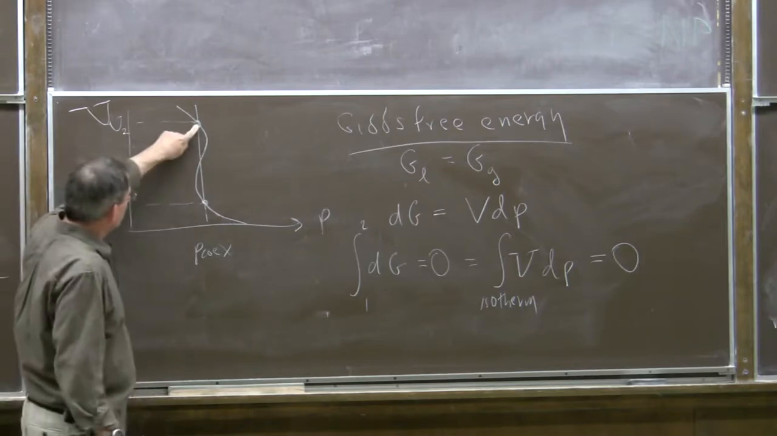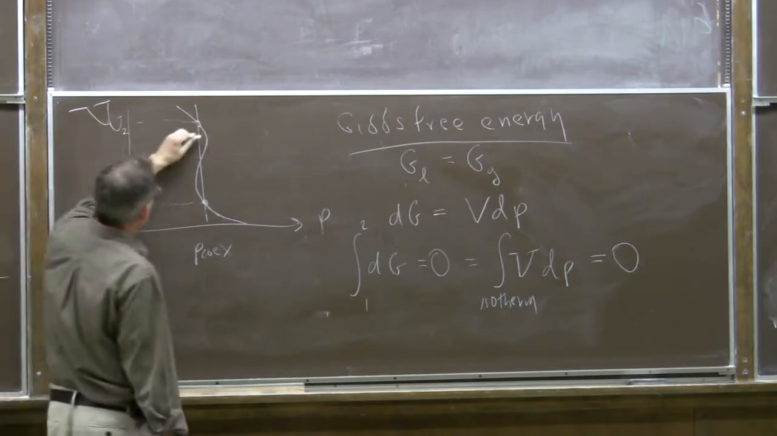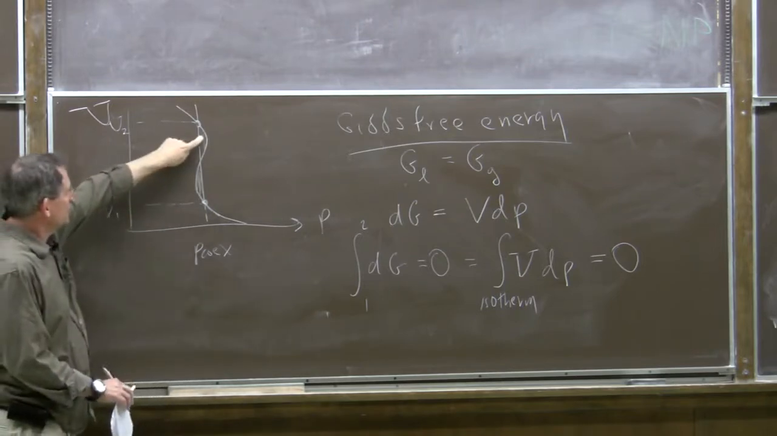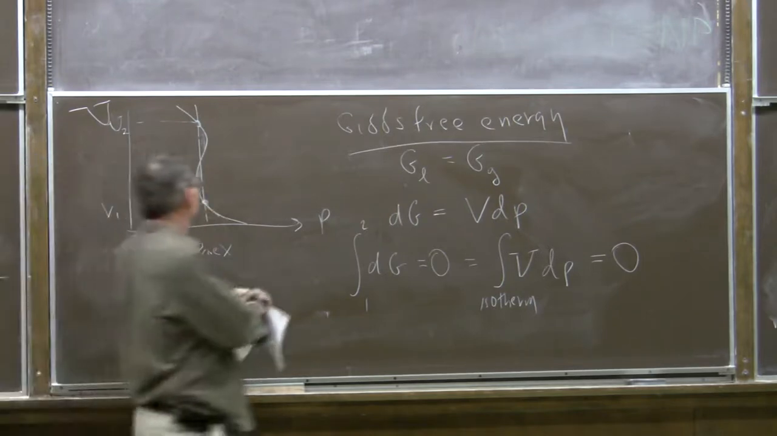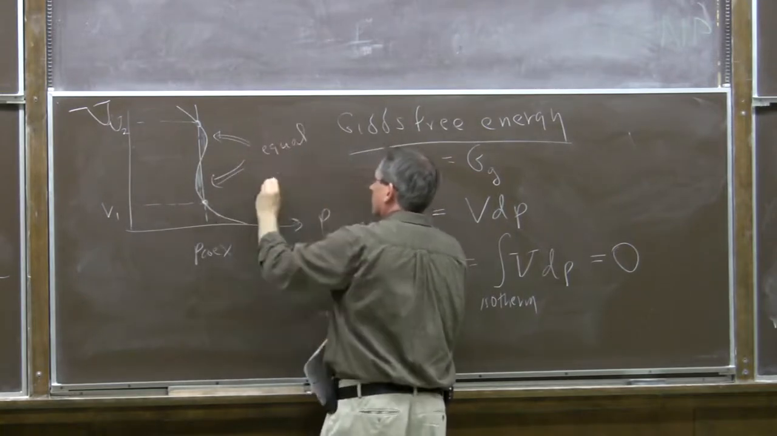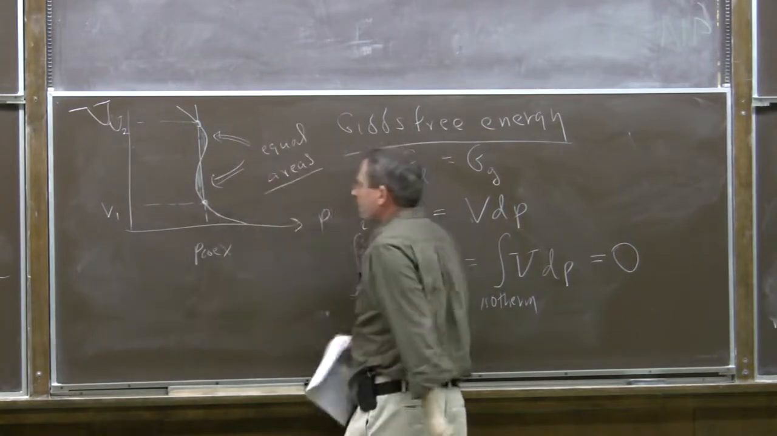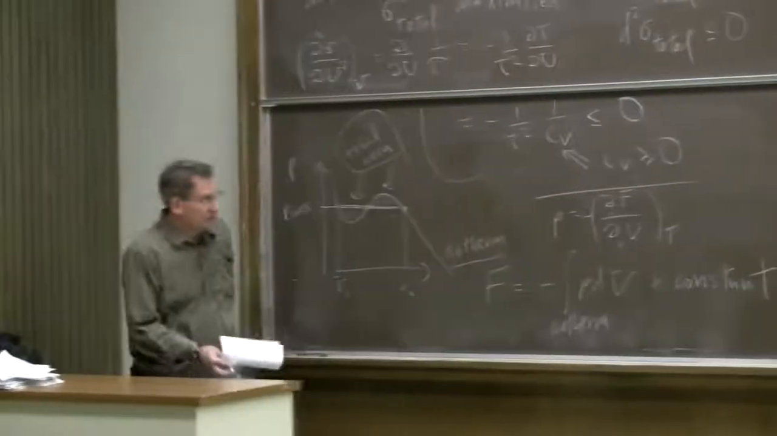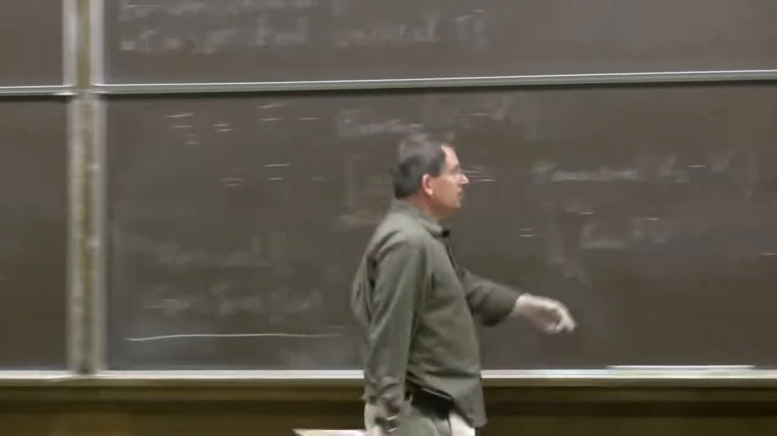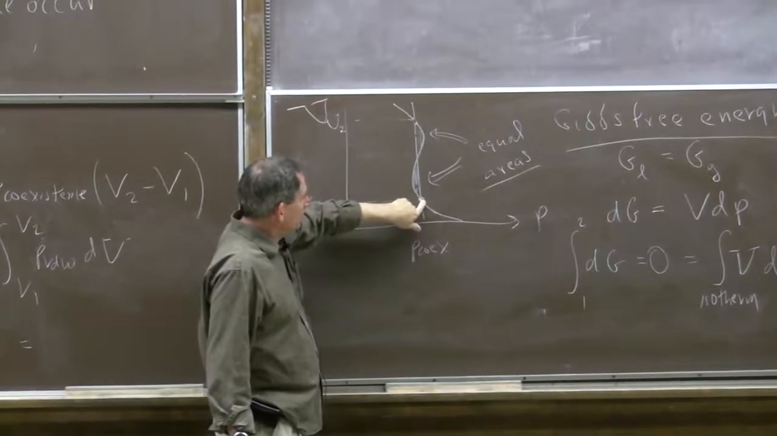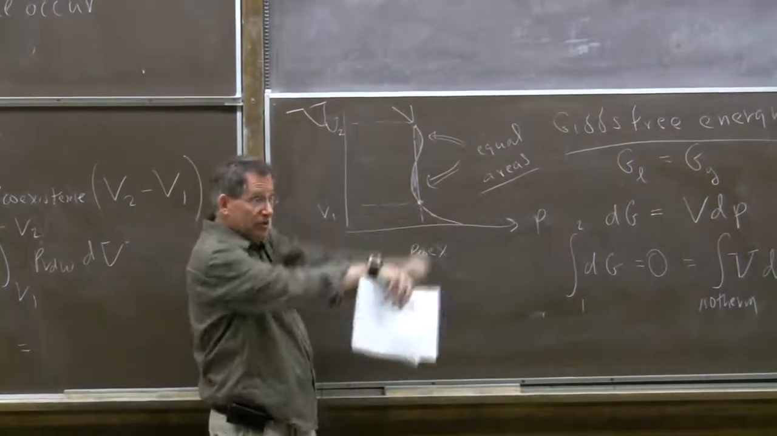So here dP is positive, here dP is negative. The integral of VdP equals 0 is the same as saying that this area matches this area. It's the same picture I drew here, except turned on its side. So the interpretation is, in this case, that we're finding the condition for the two homogeneous phases described by this point and this point to have the same Gibbs free energy, so they can coexist in diffusive equilibrium.